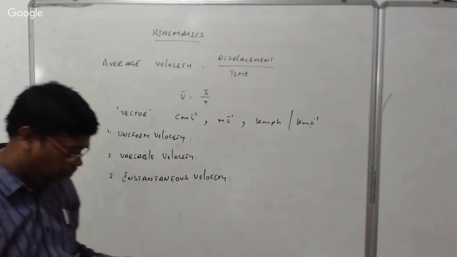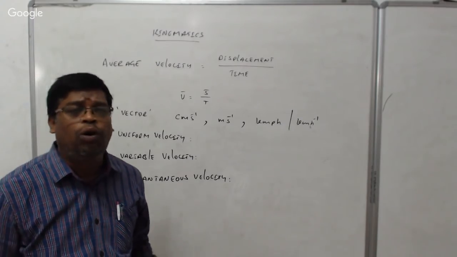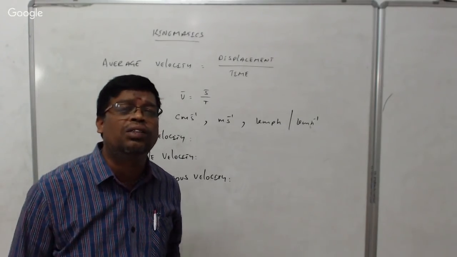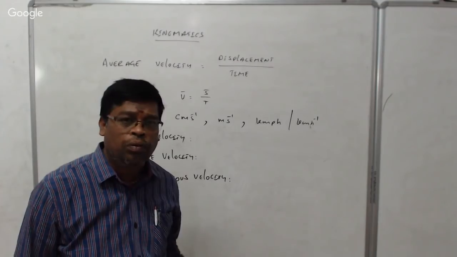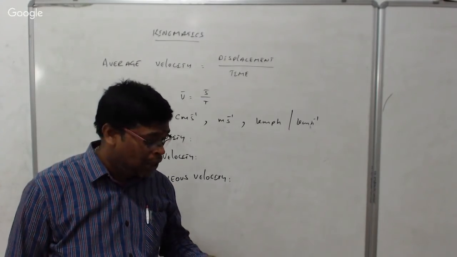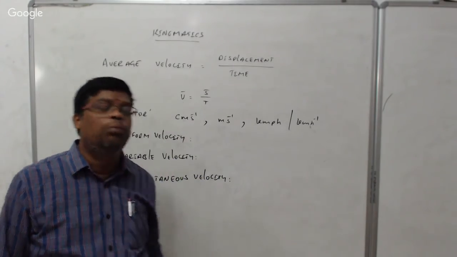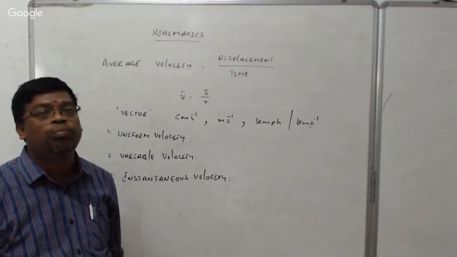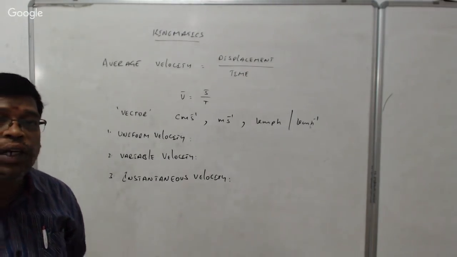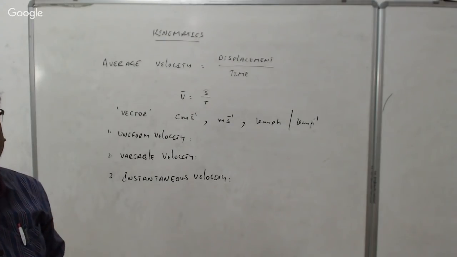Instantaneous velocity. What do you mean by instantaneous velocity? A body is said to be moving with instantaneous velocity. That is the velocity of a body at any particular instant of time. Velocity of a body at any particular instant of time is called its instantaneous velocity.